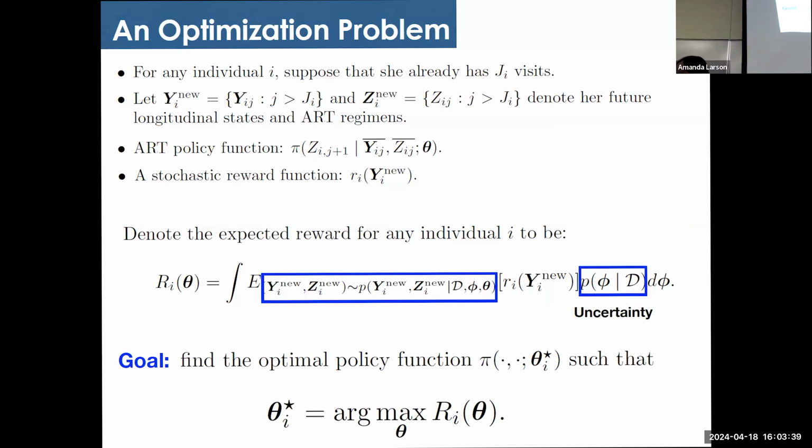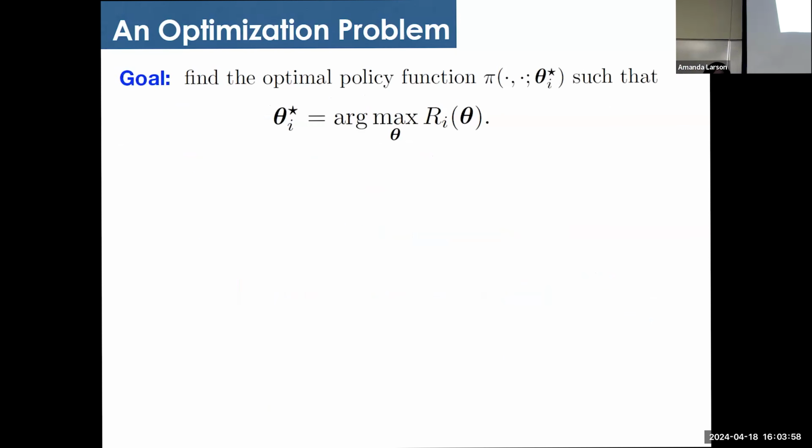So we formalize the problem of assigning sequential ART regimens as an optimization problem. As long as we get this optimal theta star, then we have the optimal stochastic policy. Okay, so how can we solve this optimization problem?